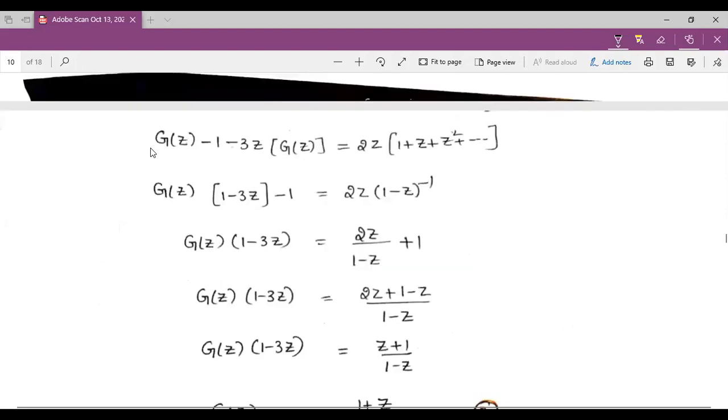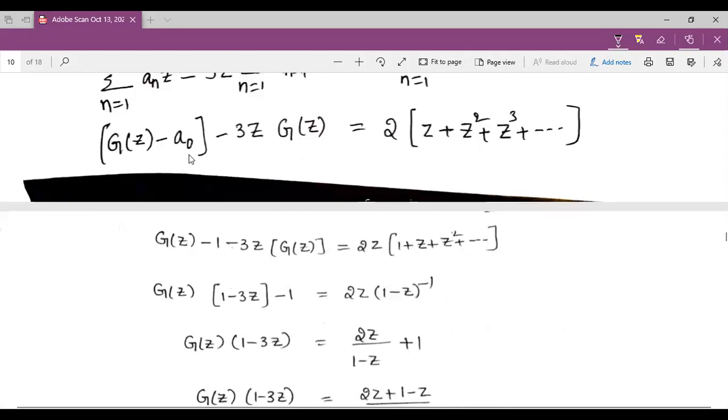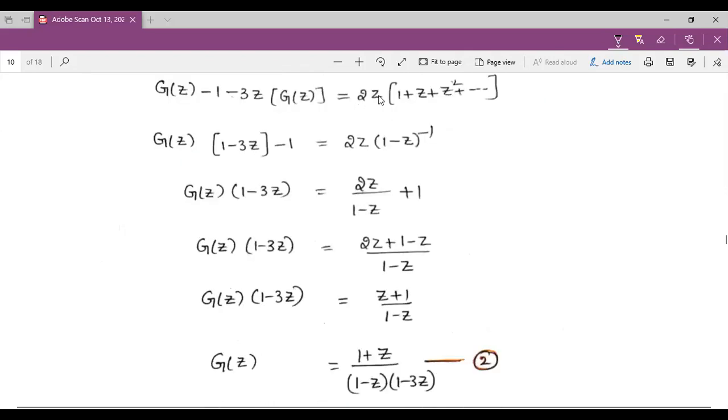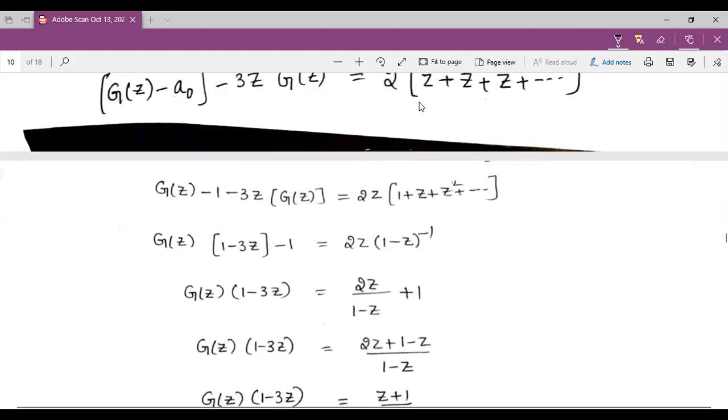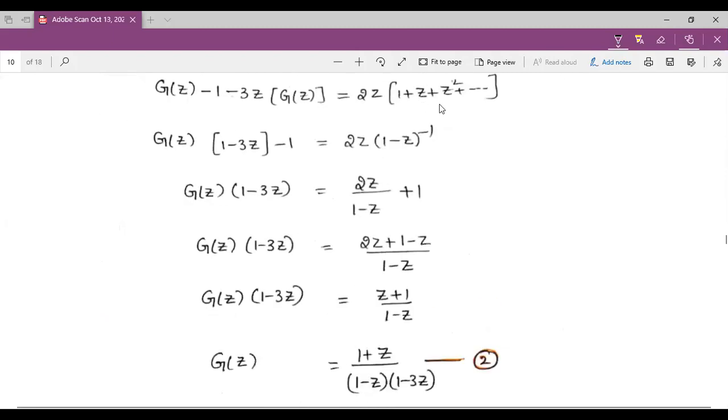So g of z, here a naught value is given. 1 minus 3z into g of z is equal to 2z. Here z common, 2z into 1 plus z square and so on. So in both terms g of z will be common. So we get 1 minus 3z minus 1 is equal to 2z into, this is the expansion for 1 plus z square plus z cube plus and so on. So the binomial expansion is equal to 1 minus z whole inverse.